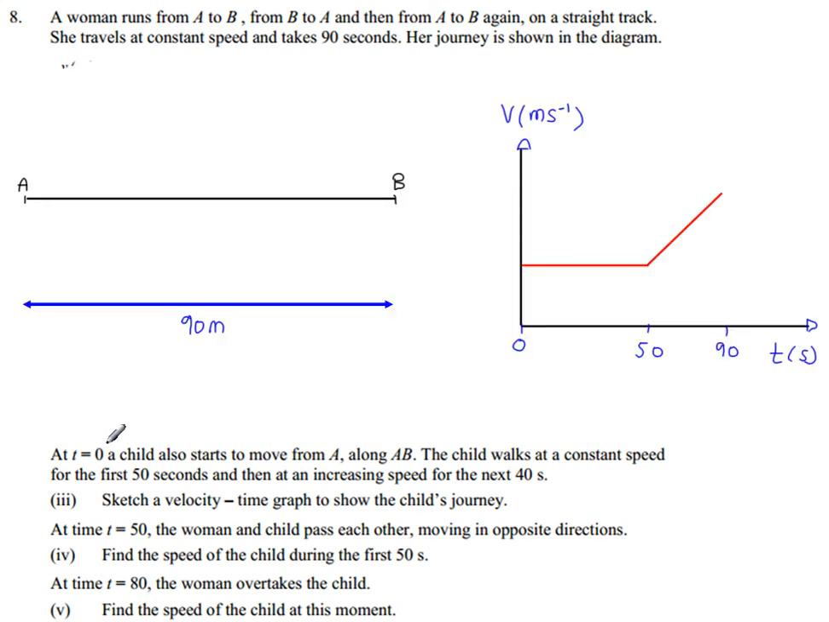So initially a child starts to walk from A towards B at a constant speed for the first 50 seconds, and then at an increasing speed for the next 40 seconds. The speed is increasing. The question doesn't mention whether the acceleration is constant. I'm assuming a constant acceleration here, which is why the gradient of this line is the same. If the acceleration wasn't constant, then you could have had a curve on the graph, and then you'd need calculus to solve problems with. But we'll assume the acceleration there is constant, and you need acceleration for the velocity to increase.